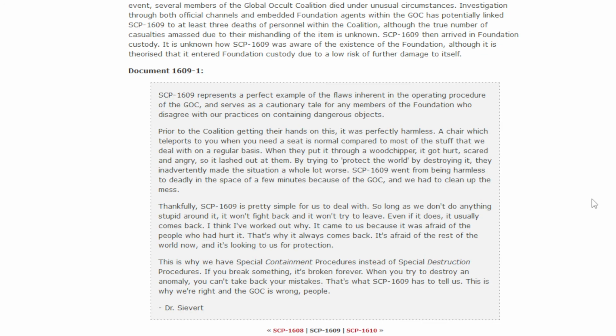When they put it through the wood chipper, it got hurt, scared, and angry, and it lashed out at them. By trying to protect the world by destroying it, they inadvertently made a situation a whole lot worse. 1609 went from harmless to deadly in the space of a few minutes because of the GOC, and we had to clean up the mess. Thankfully, 1609 is pretty simple for us to deal with. As long as we don't do anything stupid around it, it won't bite back and it won't try and leave.